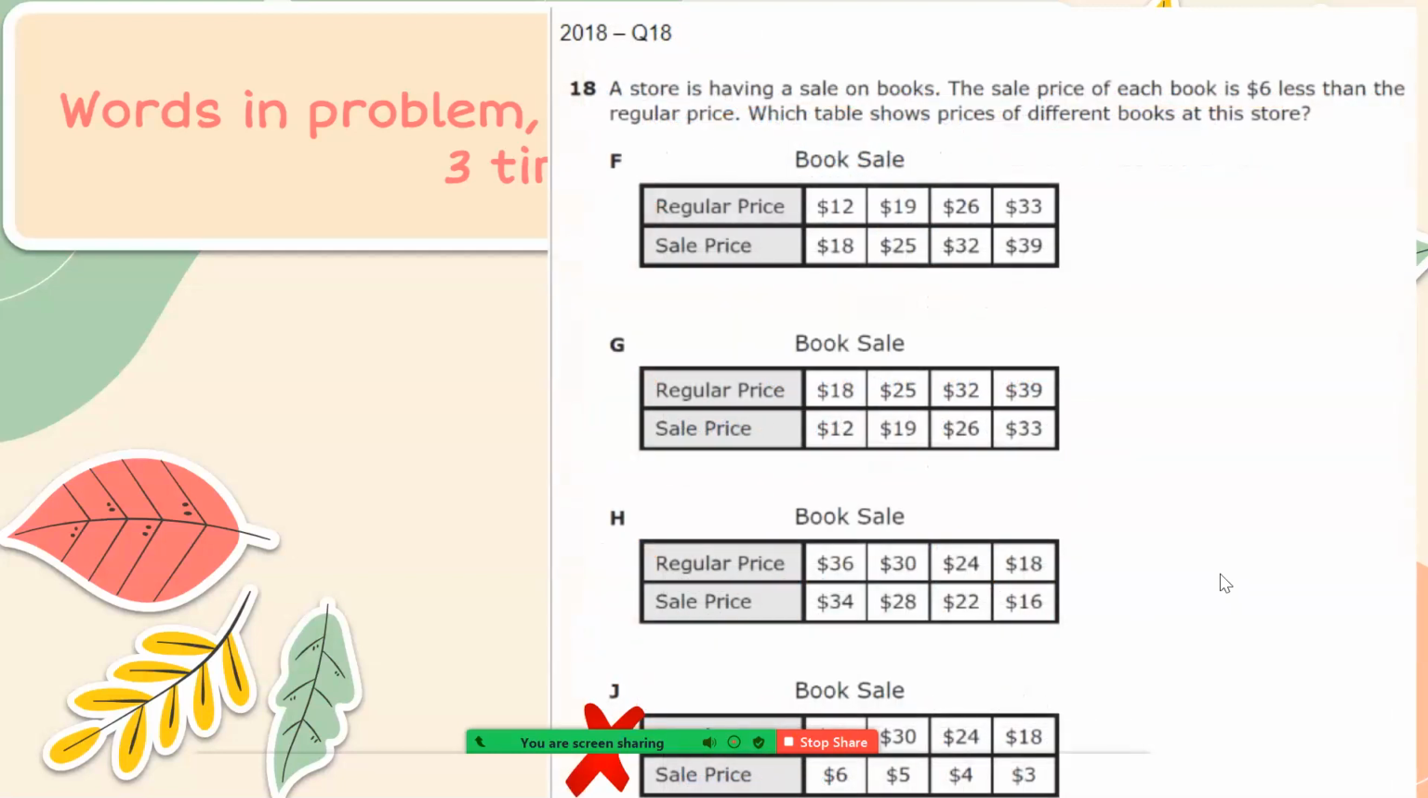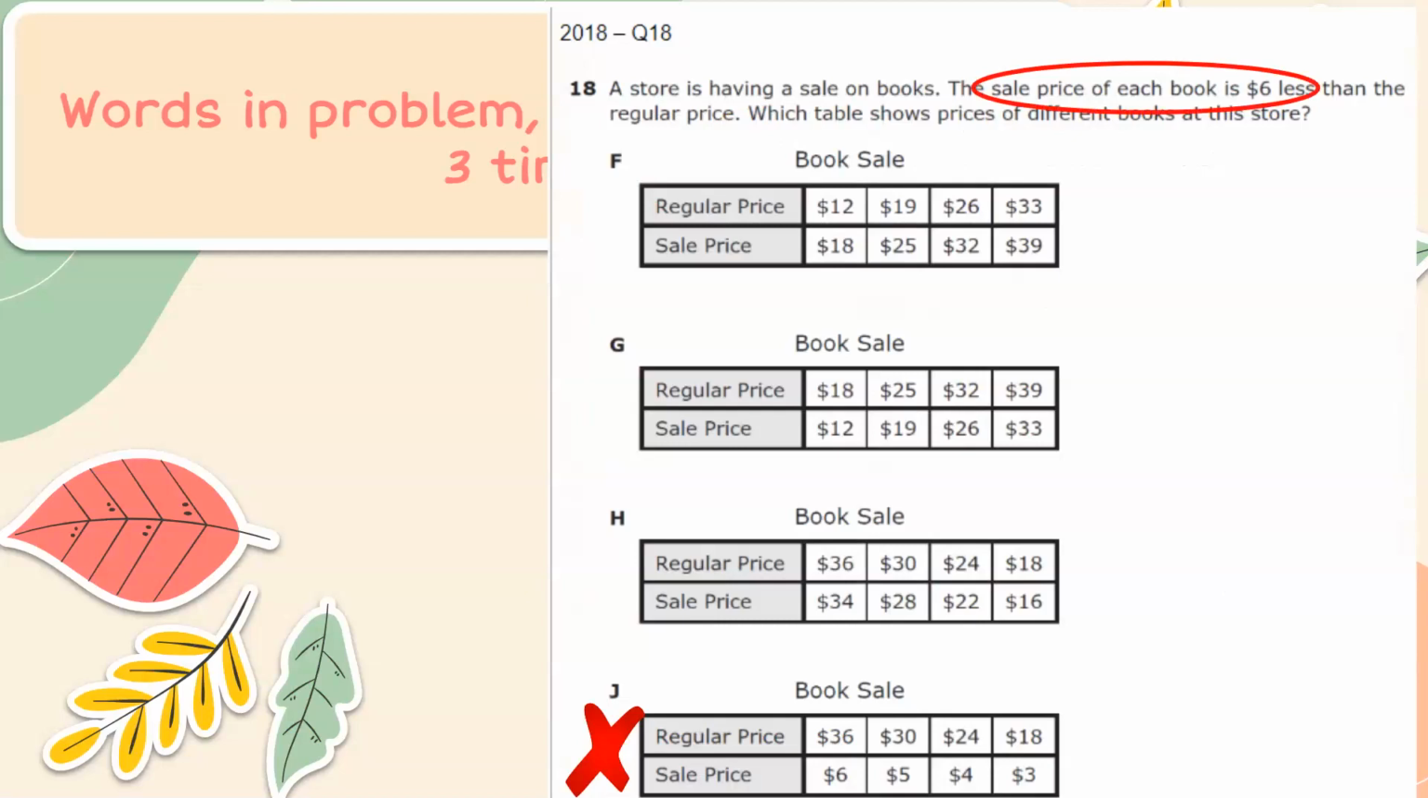Okay, so on this one, a store is having a sale on books. The sale price of each book is $6 less than the regular price. Well, that makes sense, doesn't it? A sale, the price should be less. So we have to have those conversations. Which table shows prices of different books at this store?